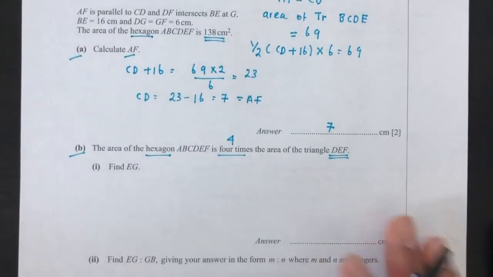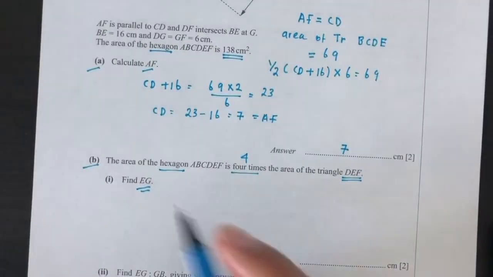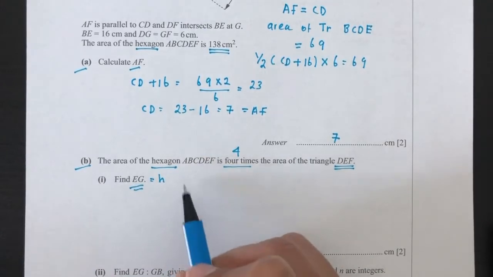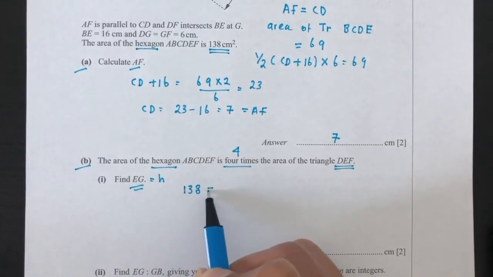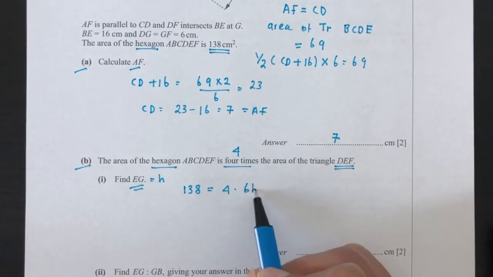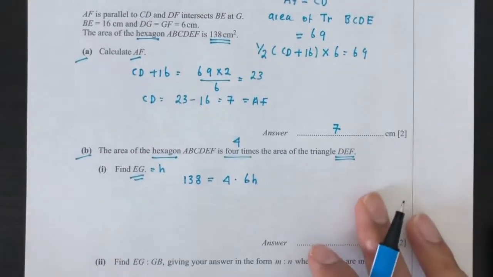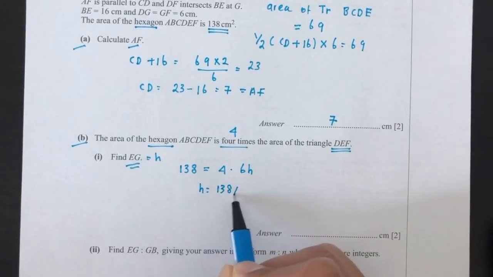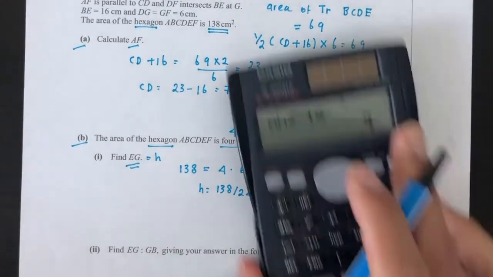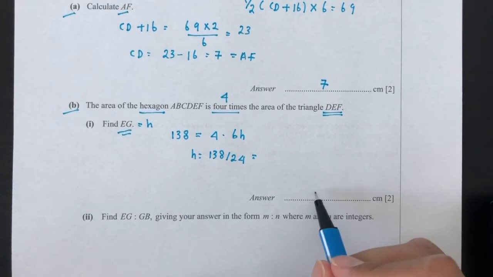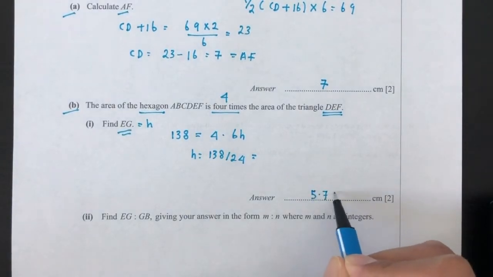So we have to find the value of EG. Here EG is just the height. So EG is the height, right? The area of the hexagon is given to us as 138, which is equal to 4 times the area of the triangle, which is 6h, as we have shown right here. Now let's solve for the value of h. h will be 138 divided by 24. That will be 5.75. So the value for EG will be 5.75.